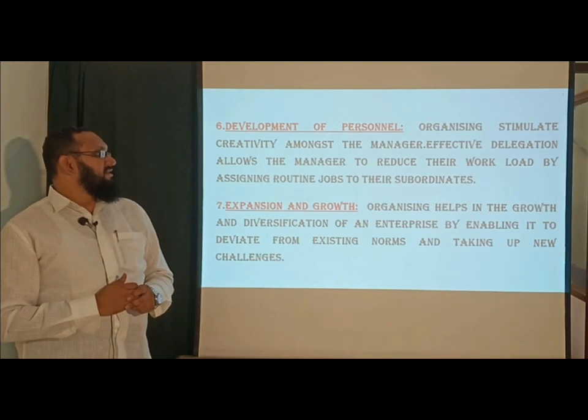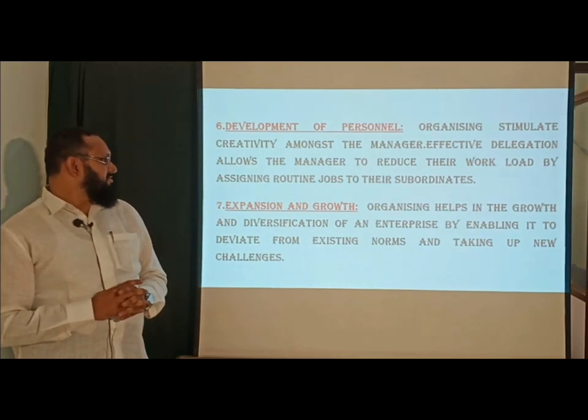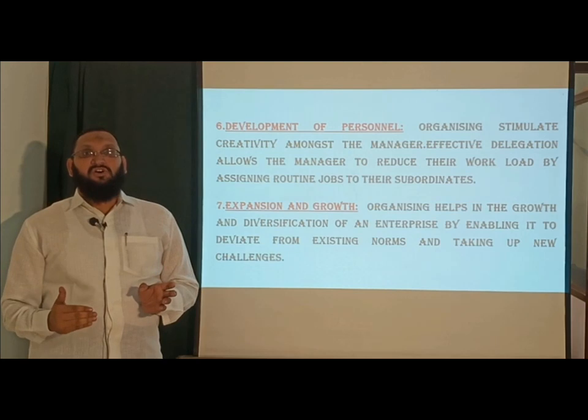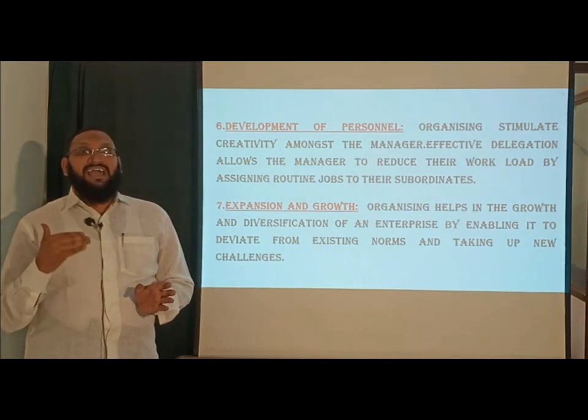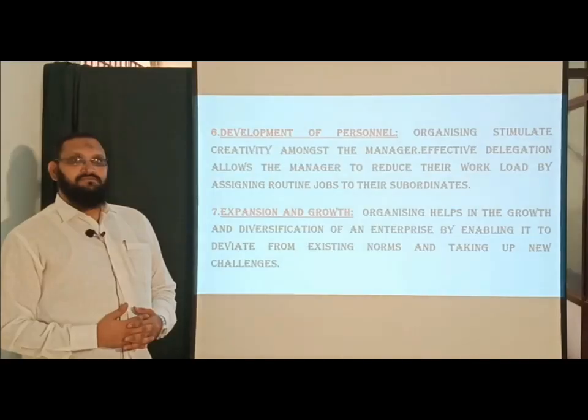Expansion and growth. Organizing helps in the growth and diversification of the enterprise by enabling it to deviate from existing norms and take new challenges. Here, with the help of organizing, the growth of the organization is possible.